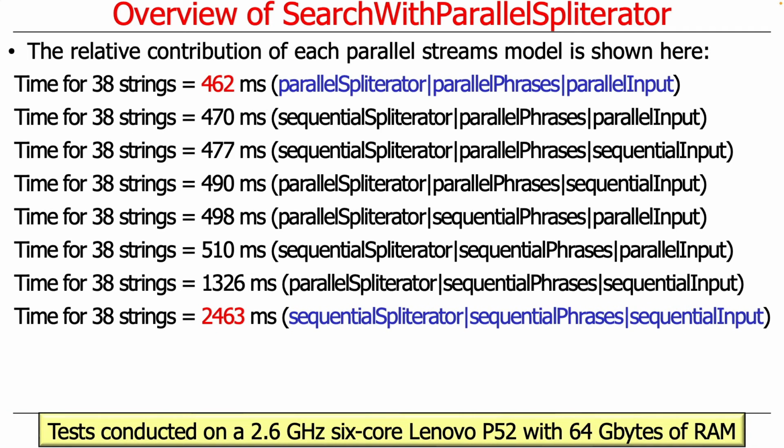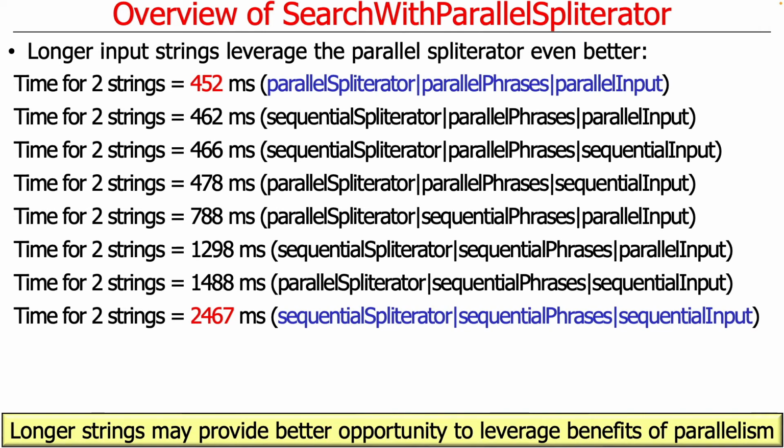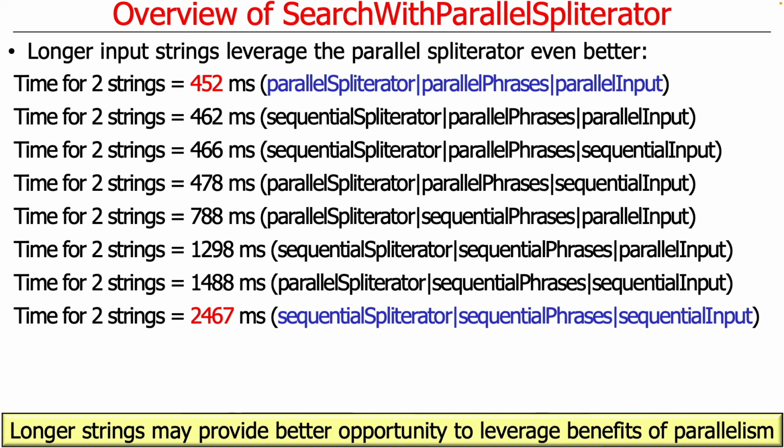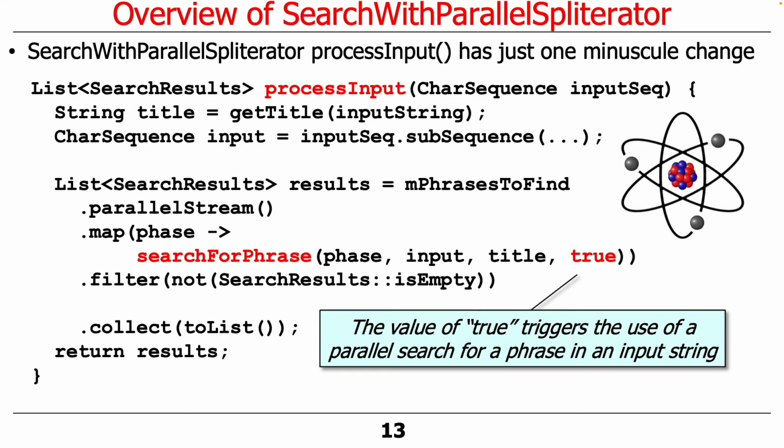What's also interesting, I ran this a couple different ways. This has all the works of Shakespeare, all 37 plays, and then all the sonnets together as 38 different strings with whatever size each of those works are. And then I did another test where I just took the complete works of Shakespeare and split them in half. So I had two very long strings. And you can see it's slightly faster the longer the strings, which would make sense because you're doing more work in parallel that way. So longer strings provide better opportunity to leverage the benefits of parallelism with respect to the parallel spliterator, which is what we're going to be talking about.